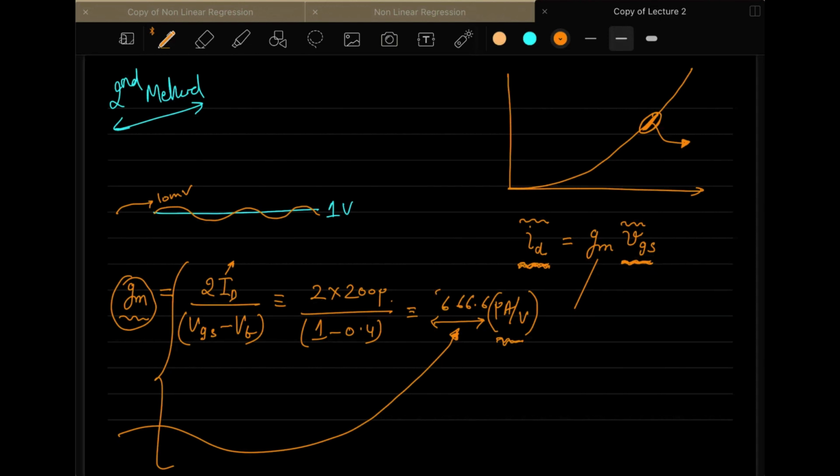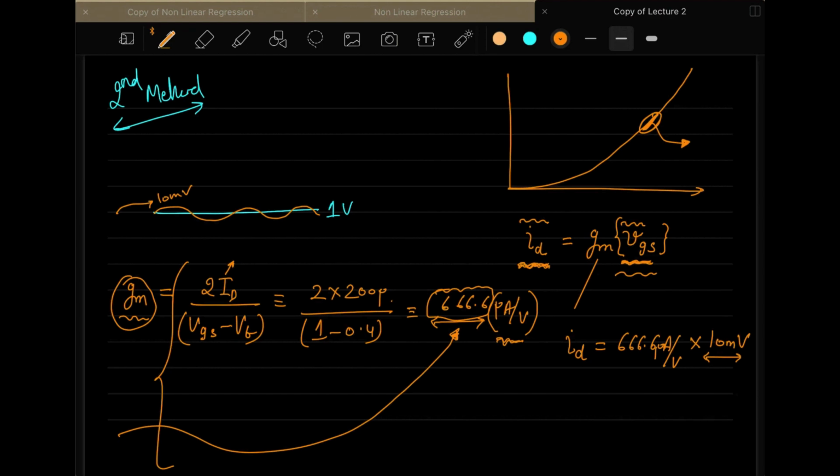So once you get this answer, which is 666.6 microamperes per volt, you calculate the current change as 666.6 microamperes per volt times the change in VGS. What is the change in VGS? The change in VGS is 10 millivolts, because this is the small signal voltage, that is vgs.